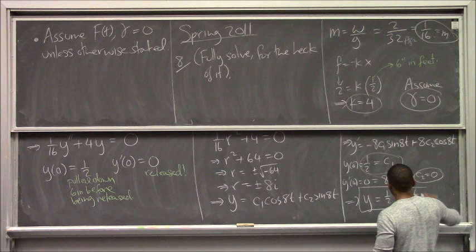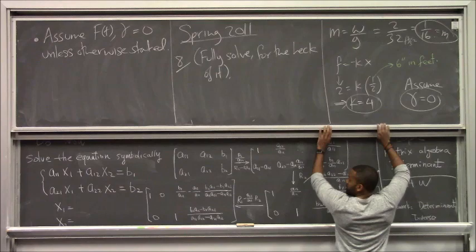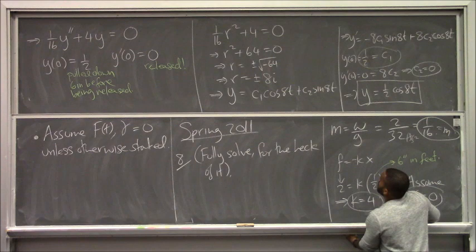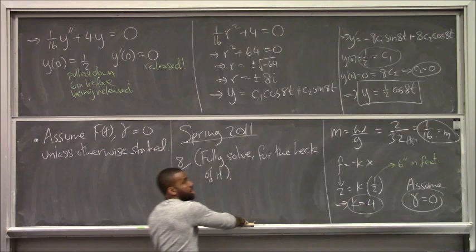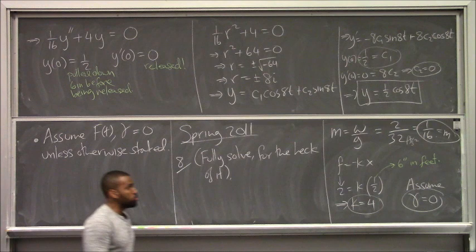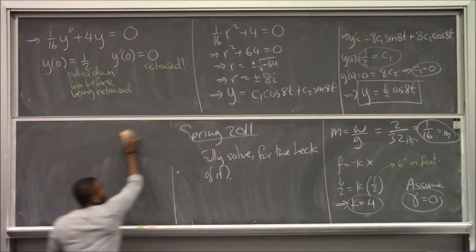Wait, what does it mean for the solution to be half cosine 8t? You tell me, what does that mean? What is y here? Oh, the position. The instantaneous position? Yes, y is the position. So it says that the position of this mass at the end of that spring just bounces up and down 16 times within 2 pi at a height of plus or minus a half from its equilibrium position, which is, as you would guess, not a very realistic situation, is it? Also, it goes on bouncing up and down forever.